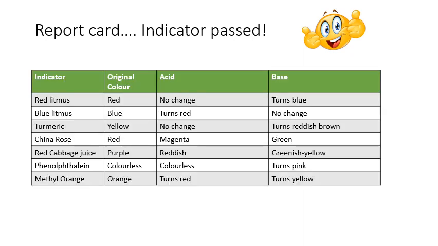See the report card of your indicators. The red litmus, original color of the paper is red; acid, no change; base, blue. Blue litmus, original color is blue; acid turns red and base, no change at all. Turmeric paper, original color is yellow; in acid, no change. Did you make your indicator? Did you find out whether in acid there was no change in the paper? And in base, it should turn reddish or reddish brown.